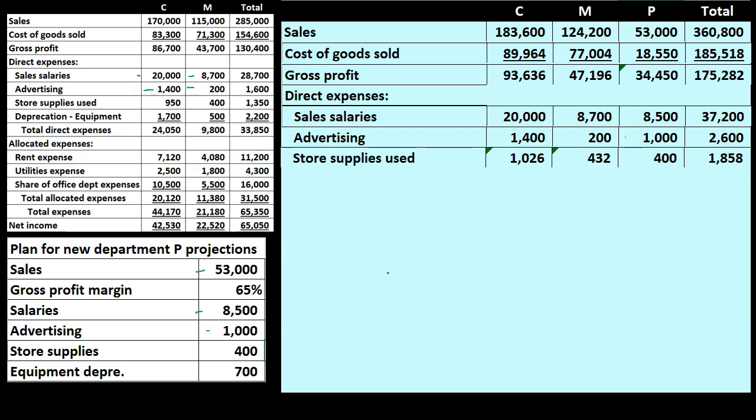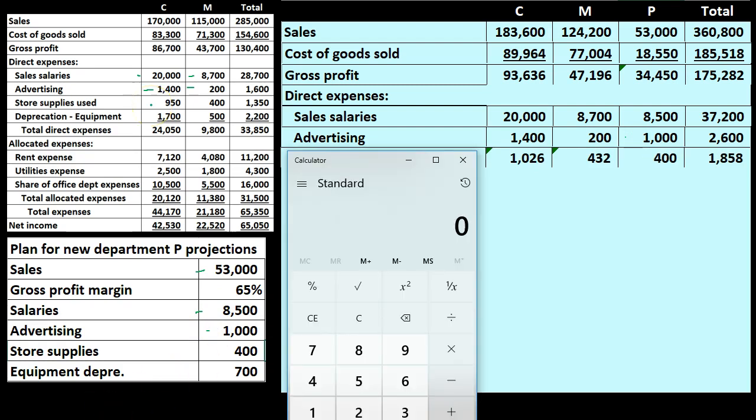And then we've got the store supplies used. For that, we're going to be taking the 950, and we say that it increased in the same proportion as sales. So we think it's going to increase in the same proportion store supplies. That would be a reasonable estimate. So we're going to take the same thing that we did the sales. There's the 950 times 1.08. So that's going to be the 1,026.